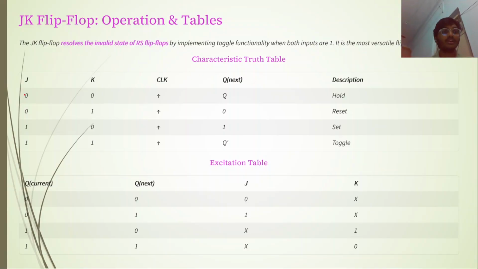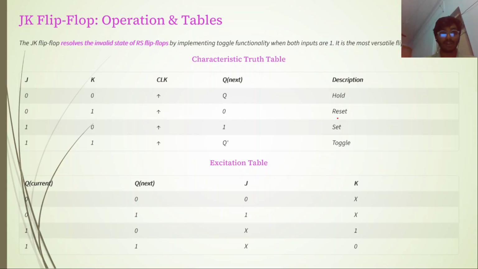Characteristic truth table. J and K are the inputs: 0 0, 0 1, 1 0, 1 1. When the clock is on, if J and K are both 0, then the next state becomes Q. It holds. When J is 0 and K is 1, then the next state is 0.